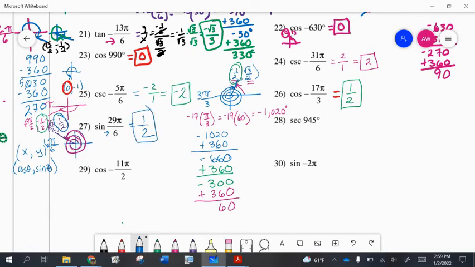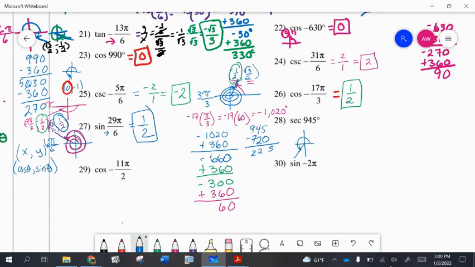Okay, let's try secant of 945. 945 is already in degrees, so we might as well just start subtracting 360 from it. I'm going to start by subtracting 720 because 720 is 2 rotations. I know it's at least that big. So 945 is coterminal with 225, which I know is right in the middle of the third quadrant.